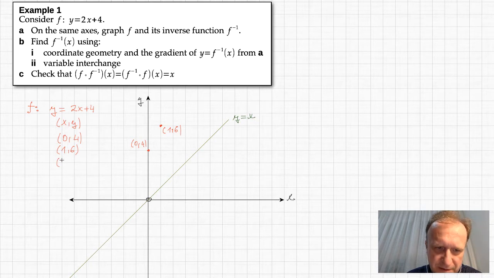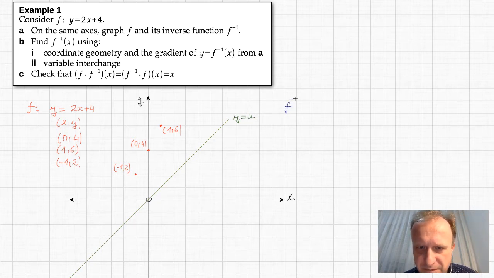Let me take the number -1 for x. If I take that, -1 times 2 is -2 plus 4 is positive 2. So the point with coordinates -1 and 2 should be on the graph of the function. Here it is, -1 and 2. Now the graph will pass through these points and will be a straight line, and we may draw it shortly, but before that let us now consider the inverse of the function, f inverse.